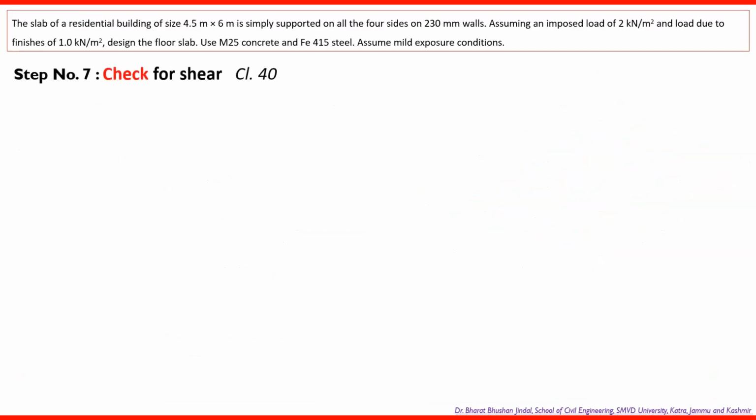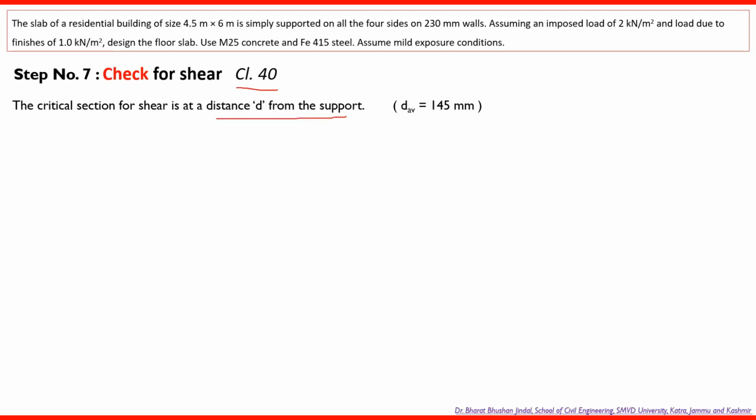Now in step number 7, we have to apply the check for shear, and we can refer to clause number 40. Similar to the previous type of one-way slab, the critical section for shear is at a distance d from the support. Here, the effective depth we will take is the average depth which we have already calculated in the previous steps.